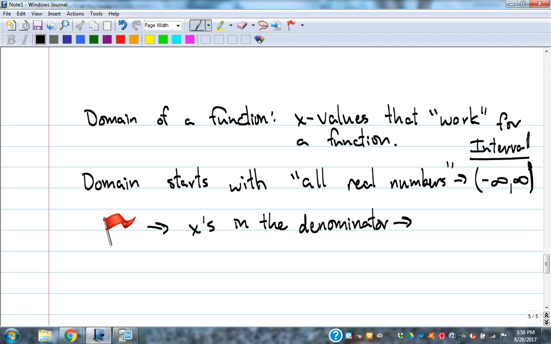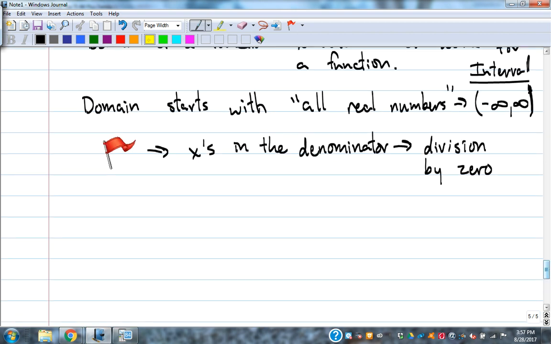So x's in the denominator cause weird things to happen. They cause division by zero. And what's the only number in the world we can never divide by? Zero. We can't take your McDonald's Coke and divide it into 0 pieces, right? We can divide it into 2 pieces or split it with somebody, right? But you can't divide it into 0 pieces. So that's why we can't divide by 0. X's in the denominator cause us to have division by 0. So we gotta look for that red flag. That's the reason that's a red flag, is division by 0. And that'll come up, and we'll see how that happens.